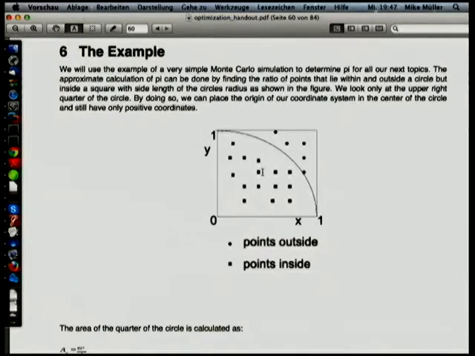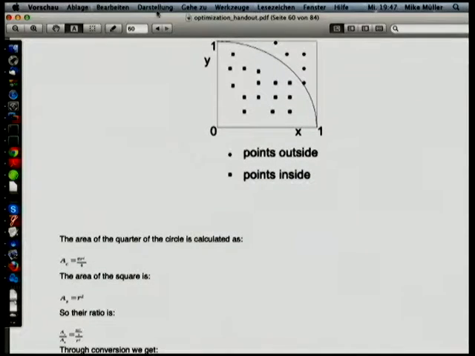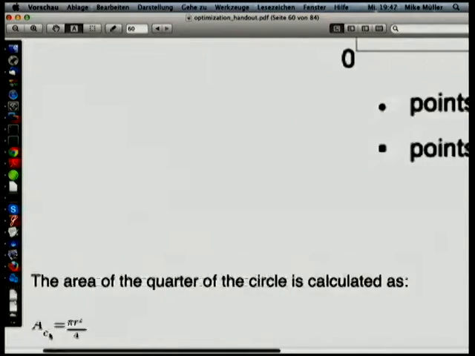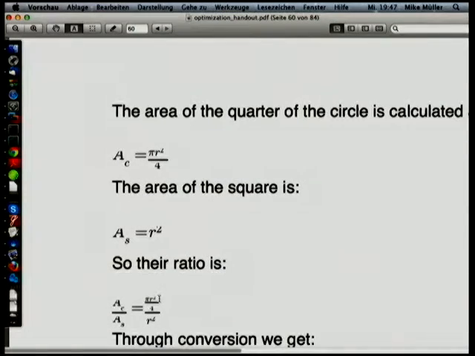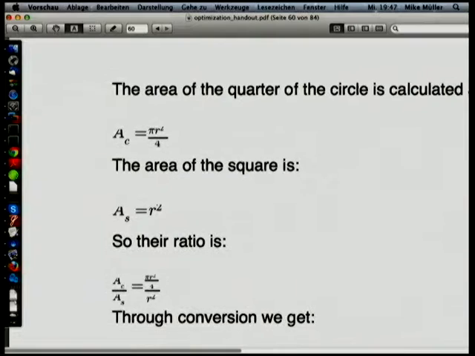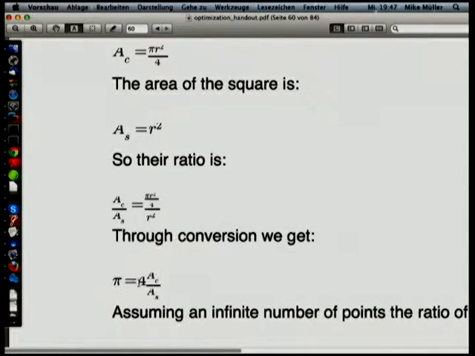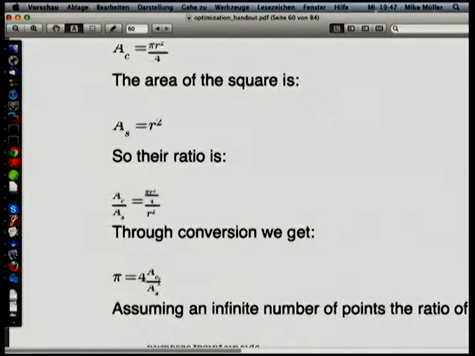So now we have this one. And now, if you do a little bit of mathematics, you say, okay, the area of the quarter circle is pi r squared divided by 4, and the area of the square is r squared, and then you just put both areas in a ratio, and do some conversion. Then you end up saying pi equals 4 times the ratio of those areas. That's all. But now we don't know the ratio of both areas.